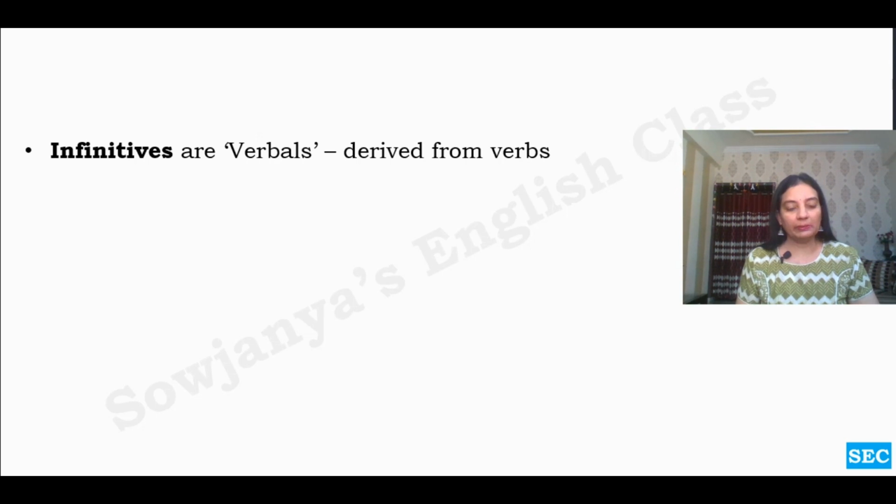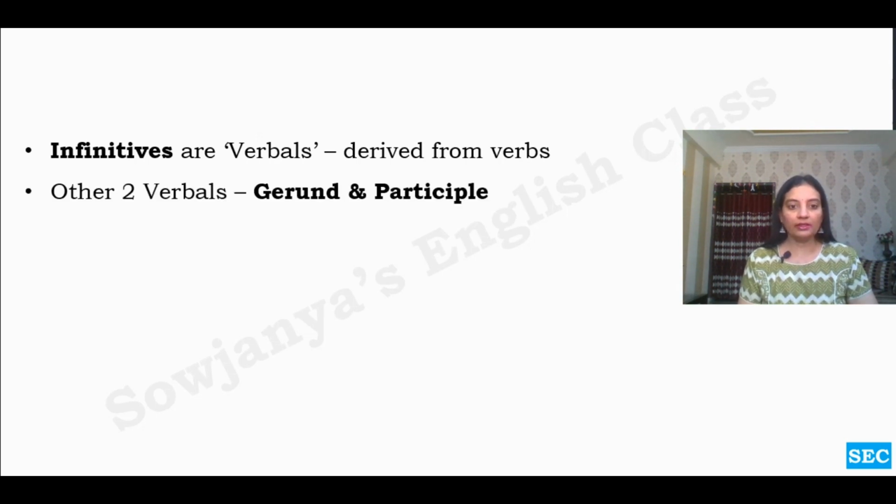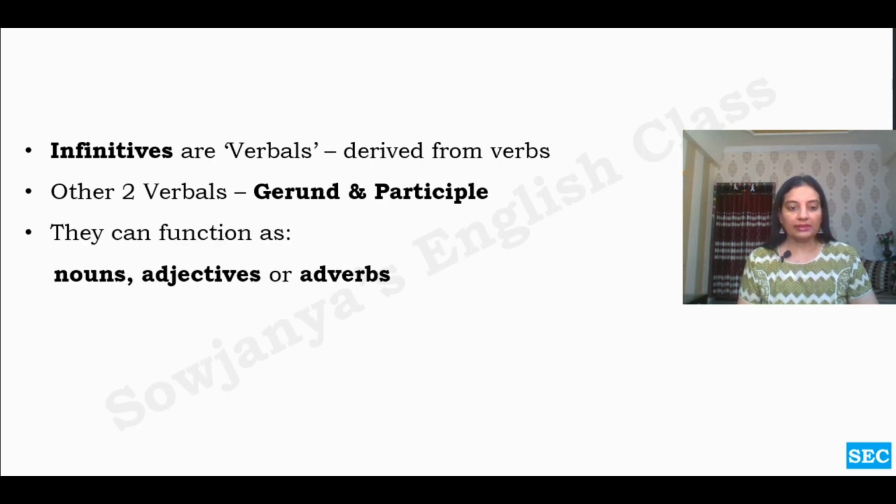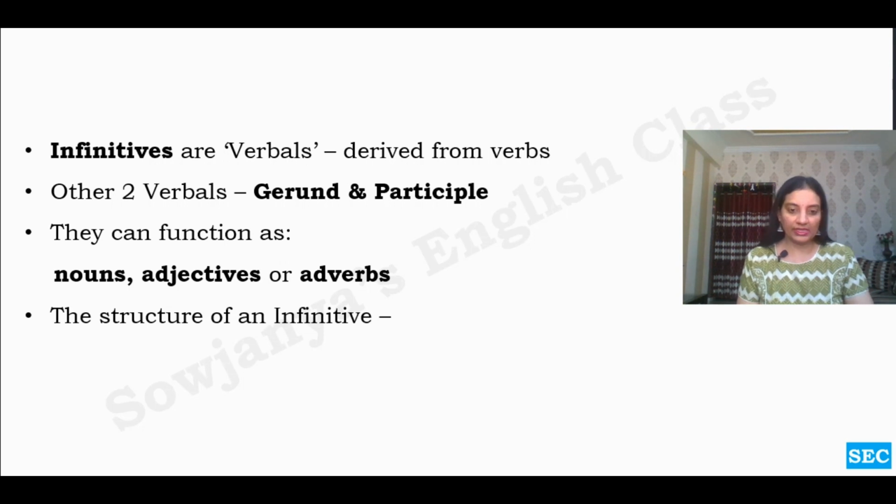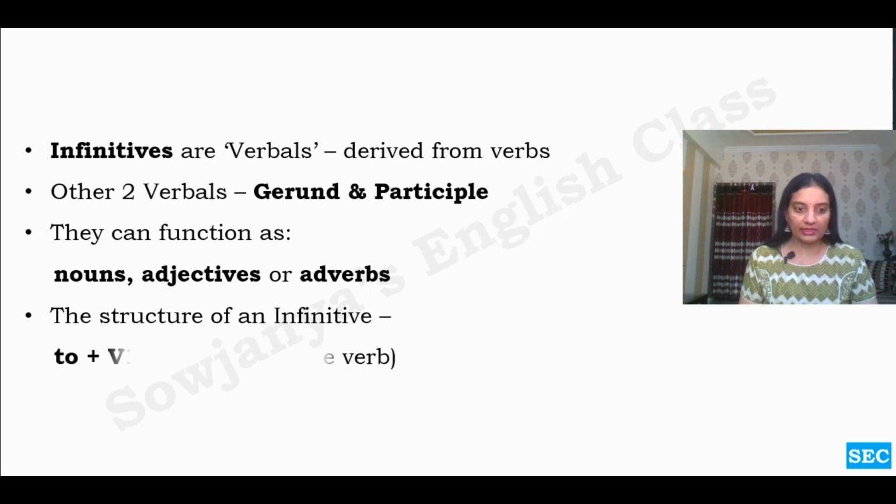Infinitives are verbals, in the sense they are derived from verbs. The other two verbals are gerund and participle. Infinitives can function as nouns, adjectives or adverbs in a sentence. The structure of an infinitive is very easy to locate in a sentence, that is to plus V1. V1 is nothing but the base form of the verb.